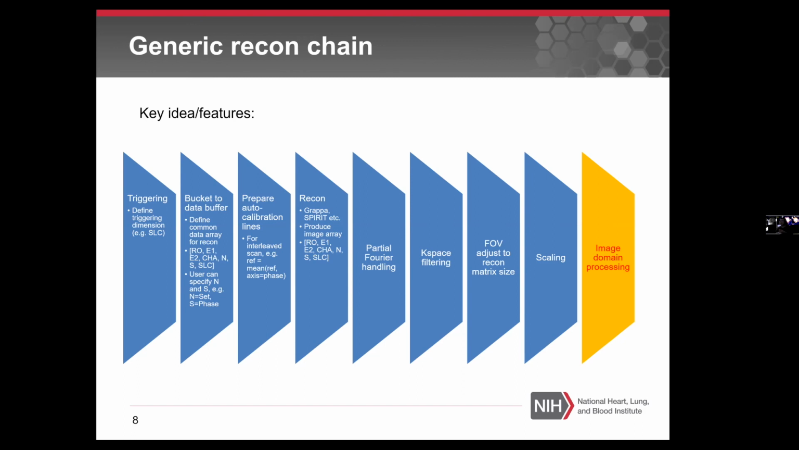So after this field of view adjust, all the images are reconstructed and the field of view is reconstructed to the protocol-specified size. Then it goes through the scaling. After that, the complex image is fully reconned. Then we can add more image domain processing on this generic chain. So we basically finish the K-space recon stage. Then you can go to an image recon stage.